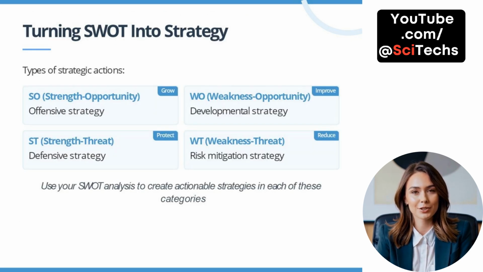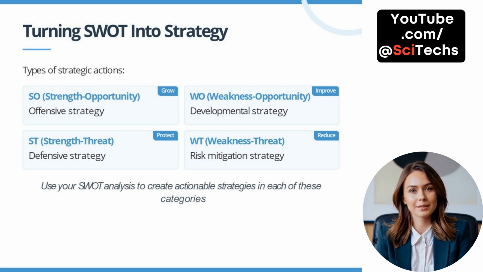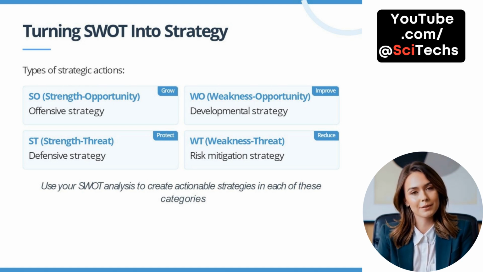Turning SWOT into strategy. SWOT analysis is not just about listing factors. It's about turning insights into strategy. There are 4 main strategy types that emerge from SWOT: SO, WO, ST, and WT. SO strategies, or strength-opportunity strategies, are offensive moves that use internal strengths to capitalize on external opportunities. For example, a company with strong R&D may launch a new product to meet rising demand.